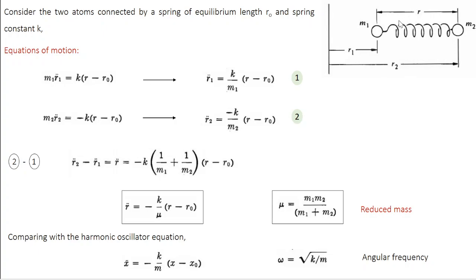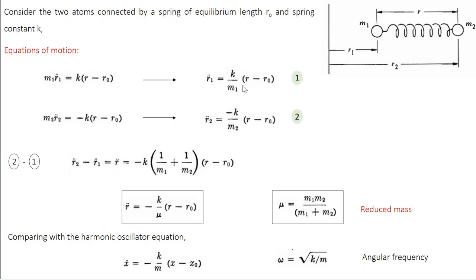Let's write down the equations of motion. As you can see, when the molecular system is oscillating, m1 is displaced towards the left, which is negative displacement. m2 is displaced towards the right, which is positive displacement. So for the first mass m1, I can write F is equal to ma, so minus m1 r1 double dot equal to the restoring force, which is minus k into the displacement (r minus r0). Minus minus cancel, so you have m1 r1 double dot equal to k into (r minus r0).